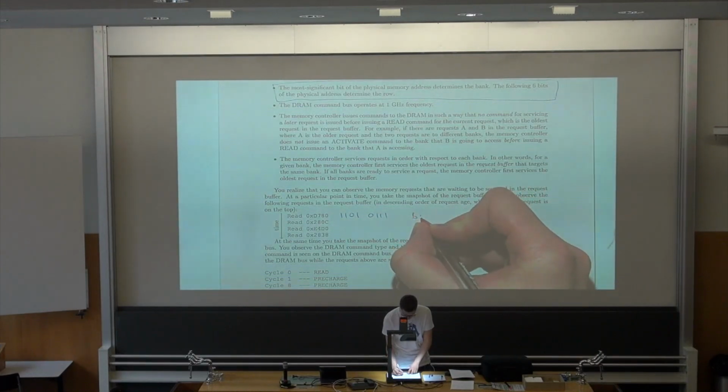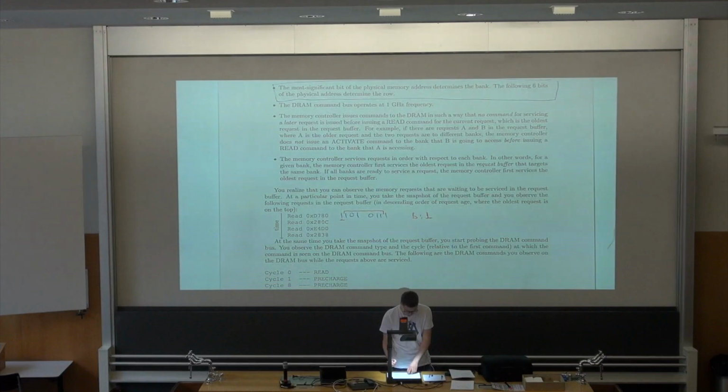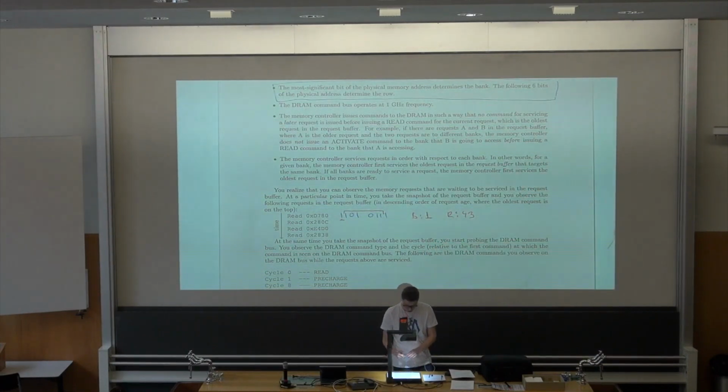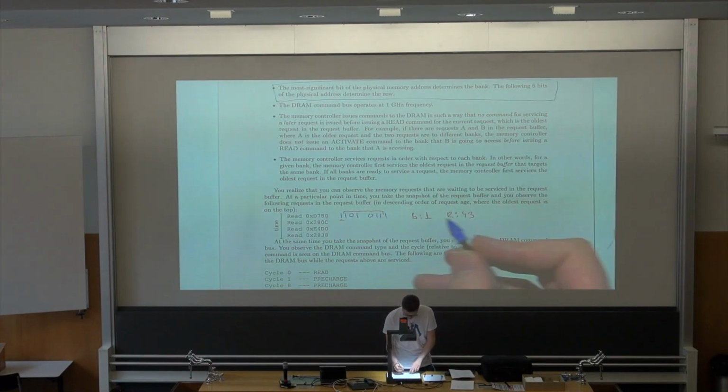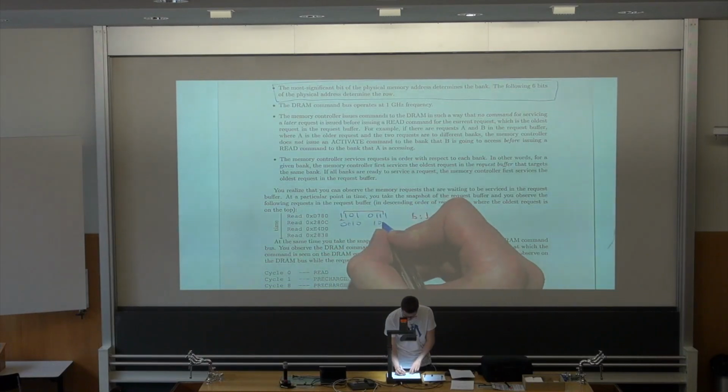So for this request, it targets bank 1 because the most significant bit is 1, and then the next 6 bits here are 43. So the row is 43. So we have to do it for each single request here. It's not too much work. So this is this, and then this is 8.